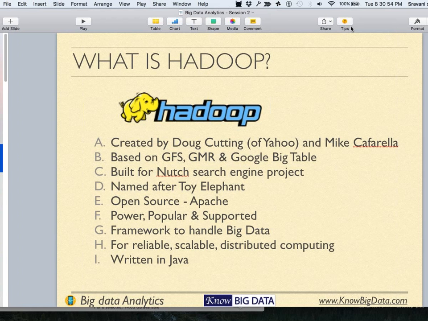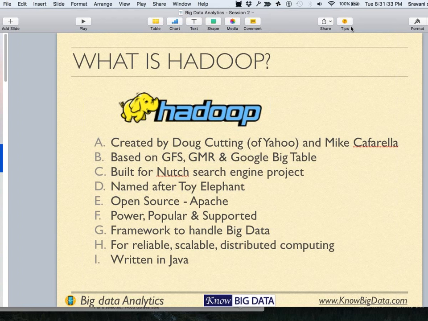Hadoop was created by Doug Cutting of Yahoo, who was joined by Mike Cafarella, and they built this platform based on the papers from Google, for example Google File System, Google MapReduce, and Google Bigtable. So they created Hadoop based on these three papers. Actually, Doug Cutting and Mike Cafarella were trying to build a search engine.